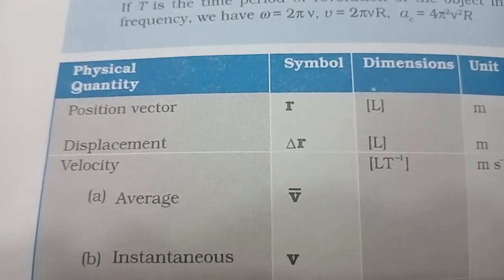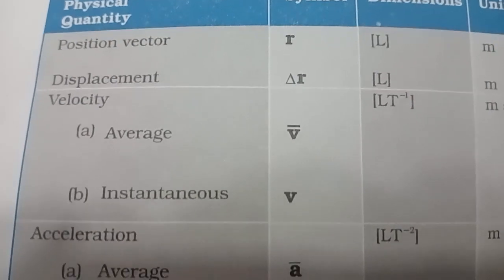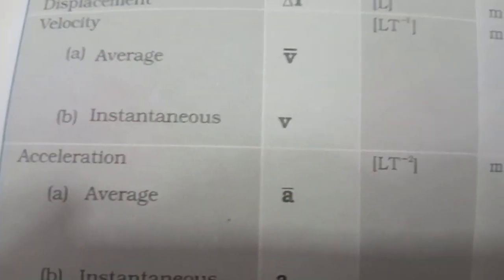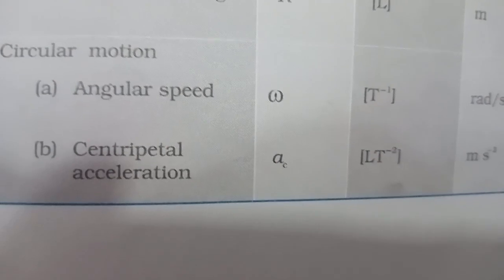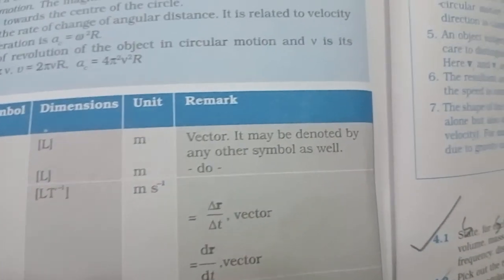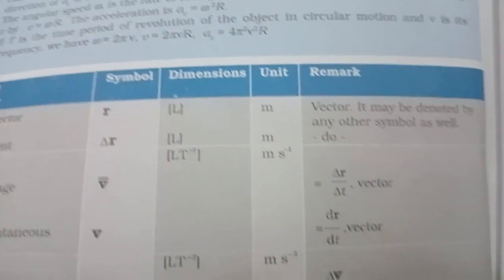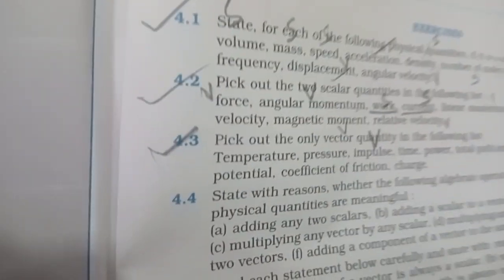In this table, some physical quantities are given: position vector, displacement, velocity, instantaneous velocity, average velocity, acceleration, average, instantaneous, projectile motion, then circular motion, angular speed, centripetal acceleration. Learn the dimensions, unit, remarks, and symbols. Then read the points to ponder and do all the exercises.